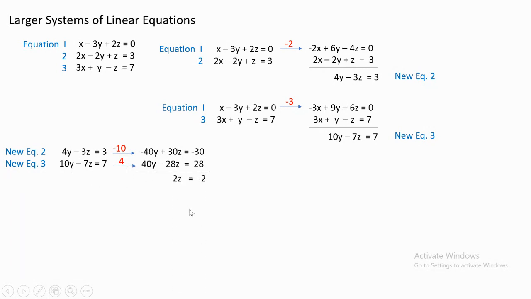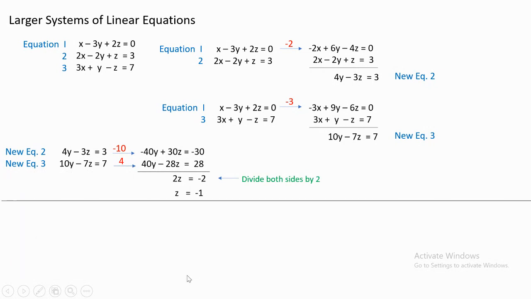This will be 2z equals negative 2, right? We divide both sides by 2. So z equals negative 1. Right? Now there's my system. If I wanted to, for equation 2, I could have placed this one here, the 10y minus 7z equals 7. And then for equation 1, I could have put either one of these, but it's easier to keep it in this format. Now I'm going to go and back substitute.